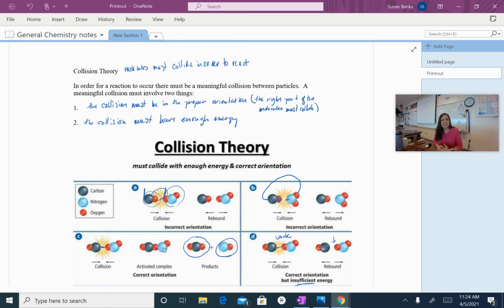So the main idea of collision theory is that in order for things to react, the molecules involved in the reaction have to collide. They have to physically come in contact with each other, okay? Now, in order to react, colliding isn't enough. Not only do they need to actually come in contact with each other, they have to have that collision have two things. The first thing is that collision has to be on the right part of both molecules.